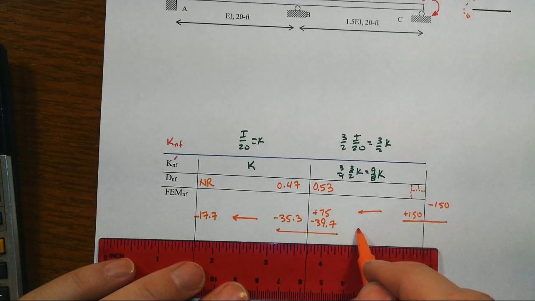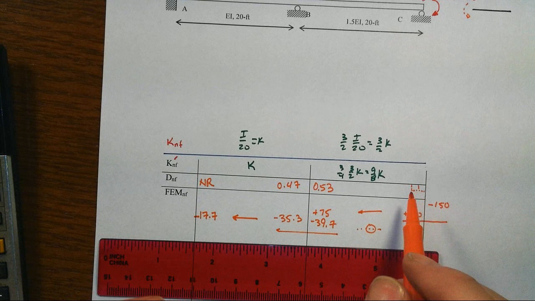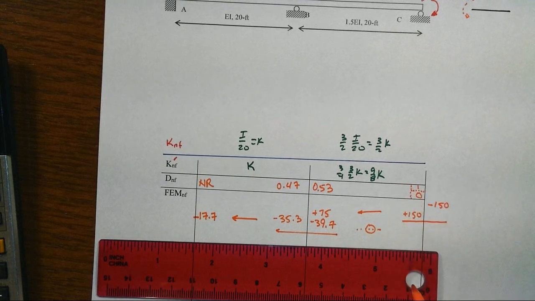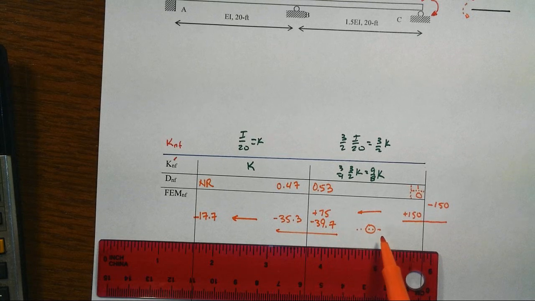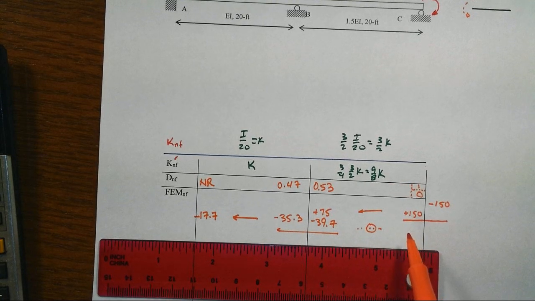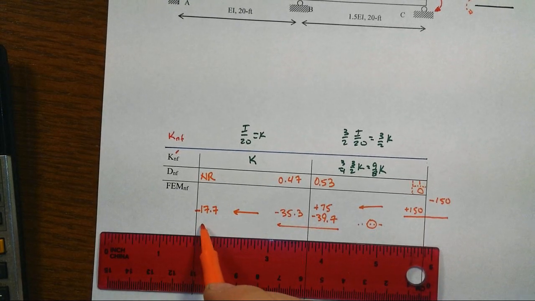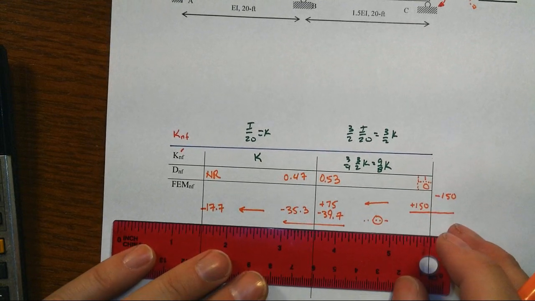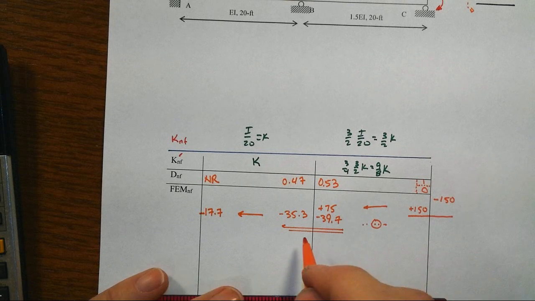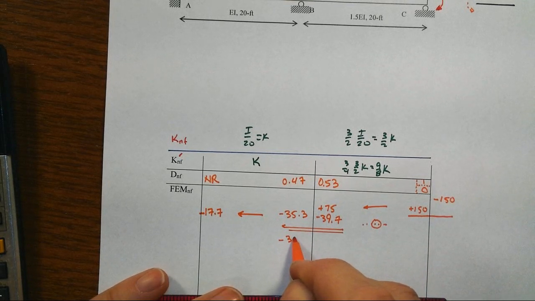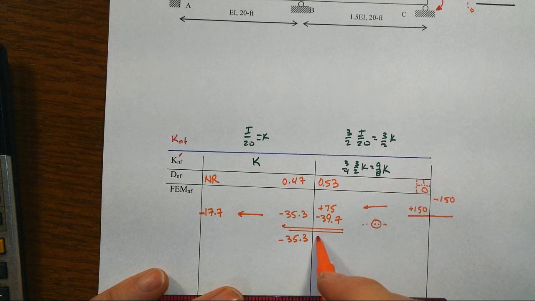And then we don't shoot anything over here because we've now released that joint. We've used the modified stiffness to distribute anything at that point, so there's nothing to come back across. And since we're not going to ever release the fixed end here, there's nothing more to do there. We actually get this done in one step, which is pretty cool. And so we end up with a minus 35.3 to the left side of B and a plus 35.3 to the right side of B.